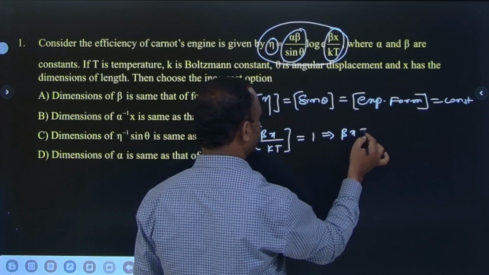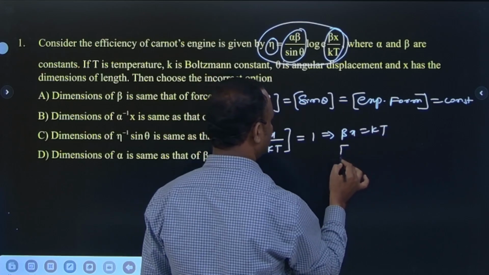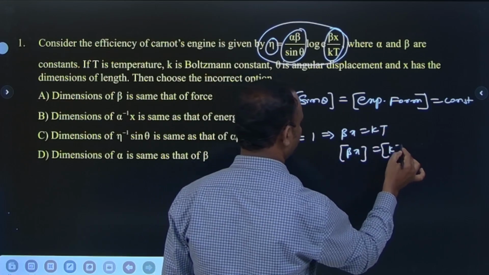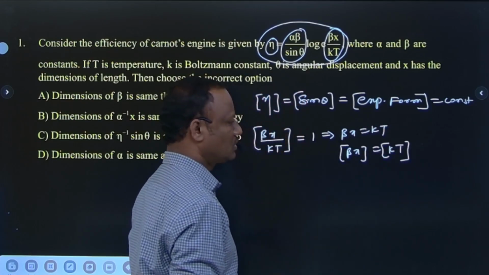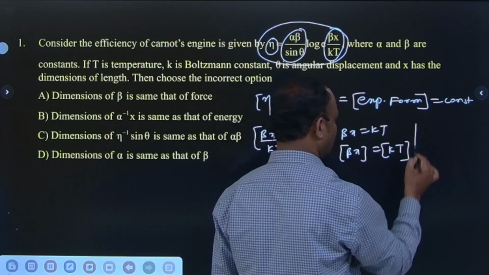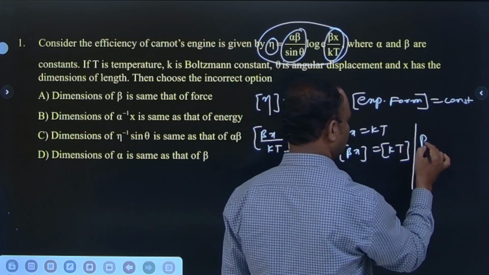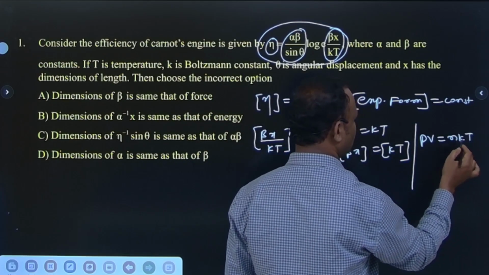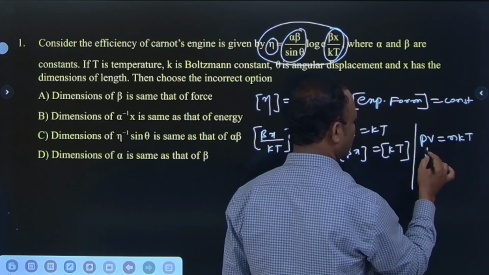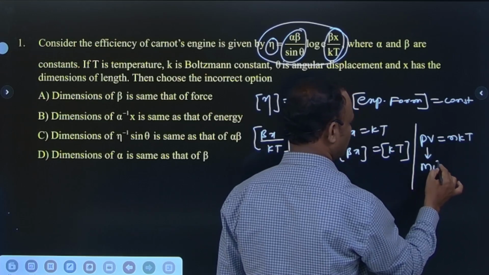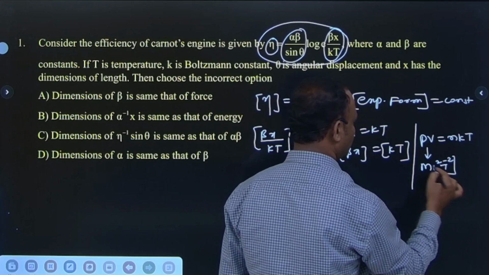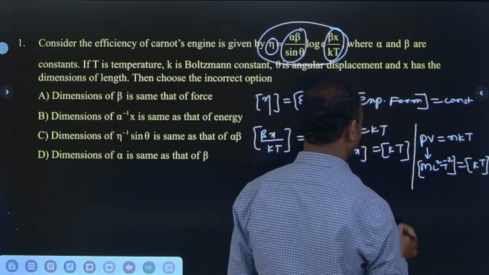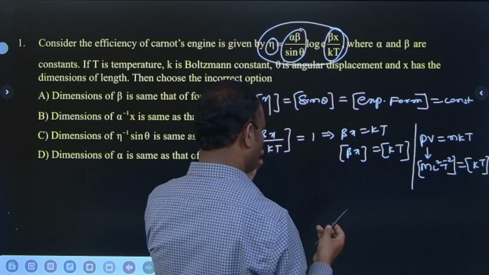Beta x is equal to kT. So the dimensional formula of beta x is equal to the dimensional formula of kT. We should know the dimensional formula of kT. PV is equal to nkT, where n is a number, and PV is work done. So ML square T minus 2 is the dimensional formula of kT.